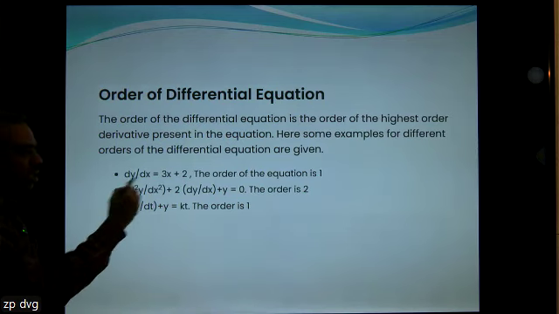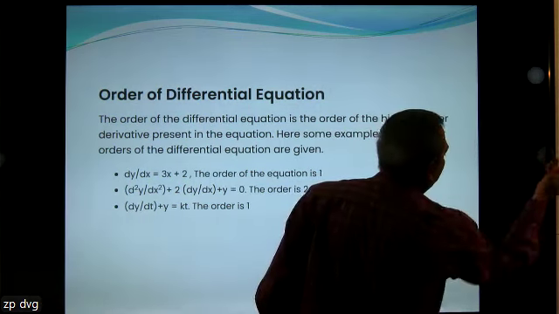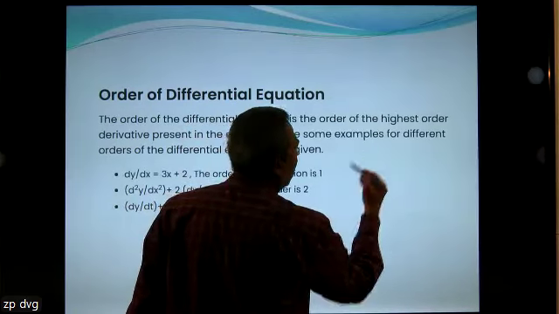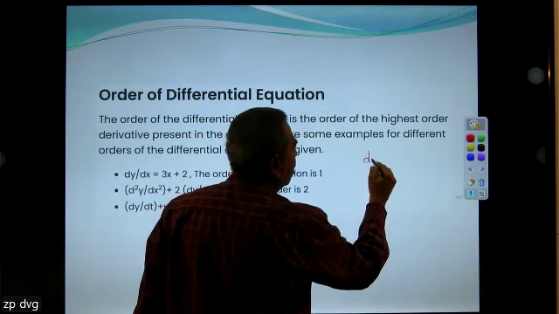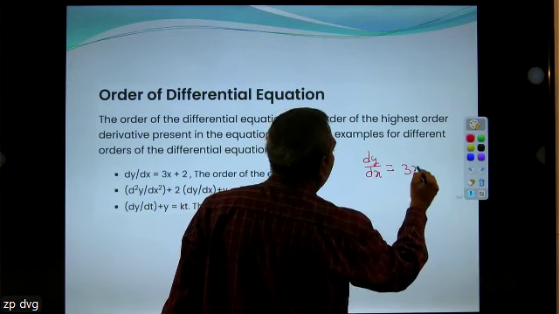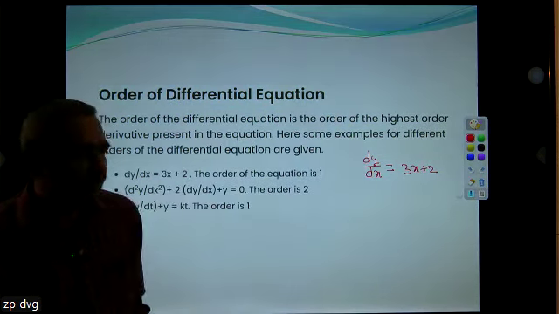dy by dx is 3x plus 2. Just go through here. So, dy by dx is given. dy by dx is equal to 3 into x plus 2 is given. So, this is called a first order differential equation.